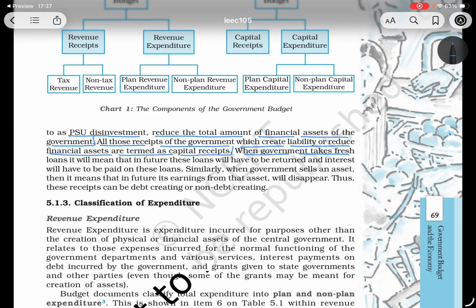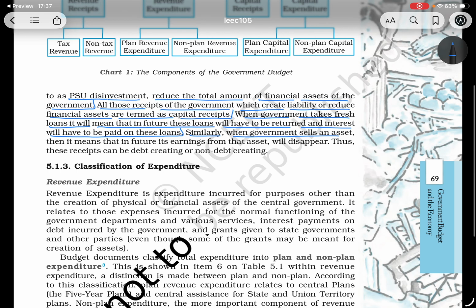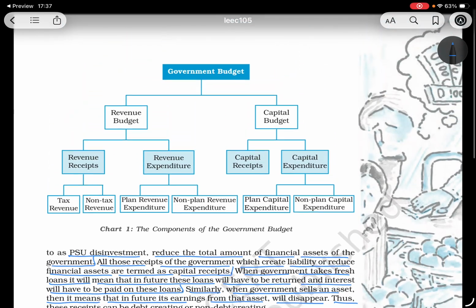When government takes fresh loans, it will mean that in future these loans will have to be returned and interest will have to be paid on these loans. Similarly, when government sells an asset, then it means that in future its earnings from that asset will disappear. Thus, these receipts can be debt creating or non-debt creating.